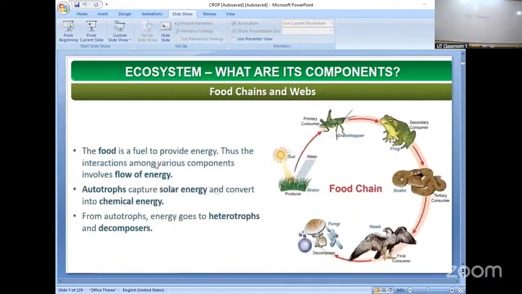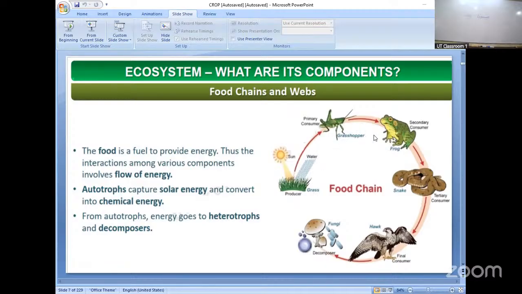Now you can see here, food is a fuel to provide energy, right? So there is interaction between the various components. As we have told, producers capture solar energy and convert it into chemical energy. This energy is then transferred to the next level.